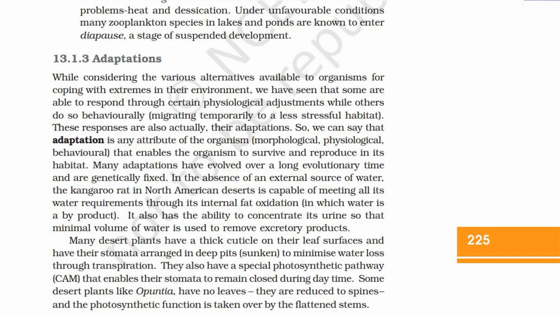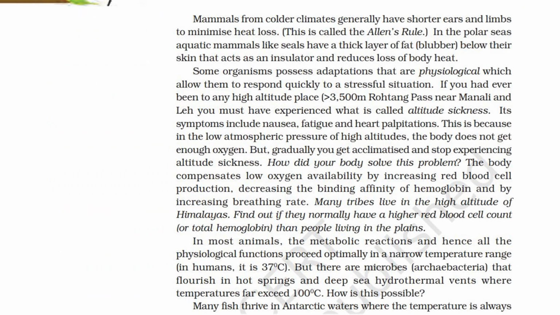They also have a special photosynthetic pathway, CAM, that enables their stomata to remain closed during daytime. Some desert plants like Opuntia have no leaves; they are reduced to spines and the photosynthetic function is taken over by the flattened stems. Mammals from colder climates generally have shorter ears and limbs to minimize heat loss.